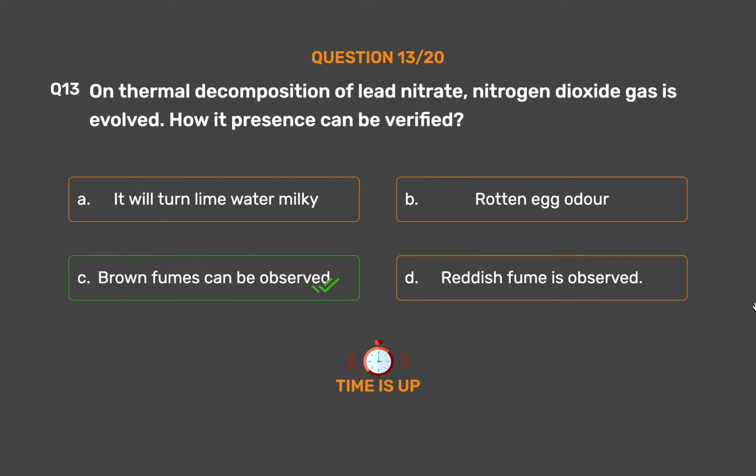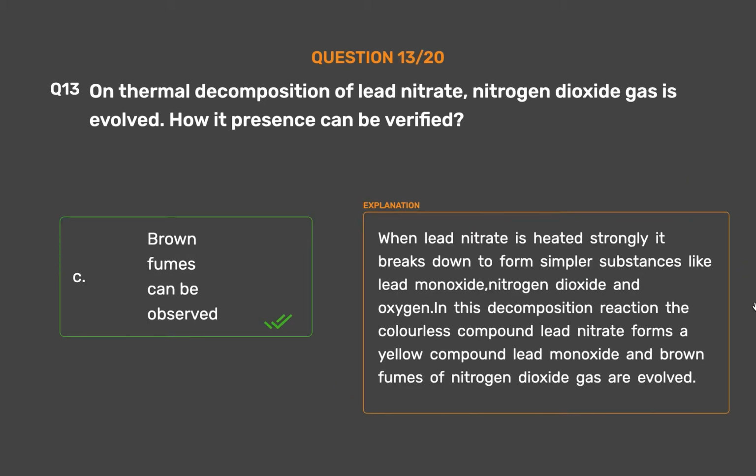Brown fumes can be observed. When lead nitrate is heated strongly, it breaks down to form simpler substances like lead monoxide, nitrogen dioxide and oxygen. In this decomposition reaction, the colorless compound lead nitrate forms a yellow compound lead monoxide and brown fumes of nitrogen dioxide gas are evolved.